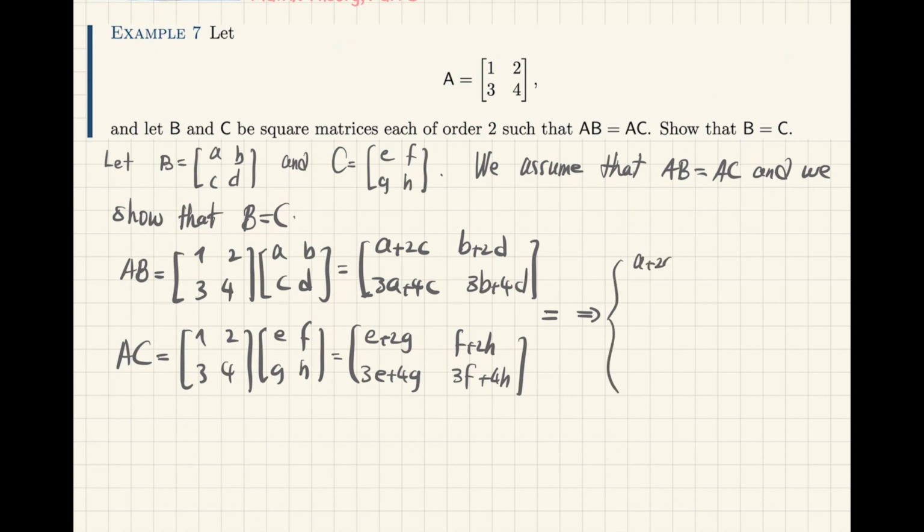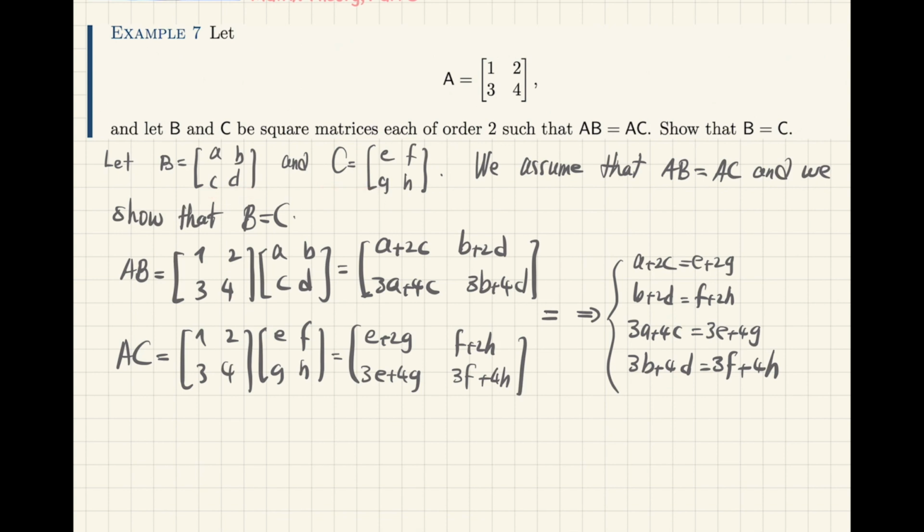a plus 2c should be e plus 2g, b plus 2d should be f plus 2h, and then 3a plus 4c should be 3e plus 4g, and 3b plus 4d should be equal to 3f plus 4h. Yes? Now, is there any way to work on this system to guarantee that this is equal to this?